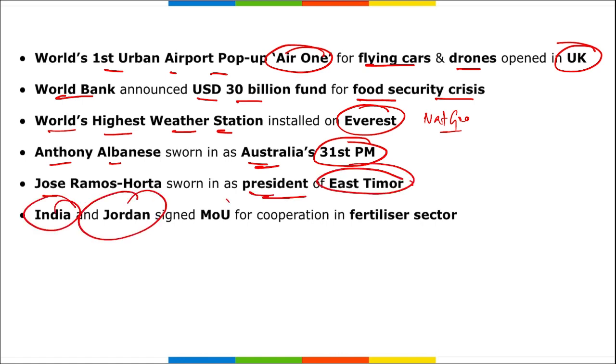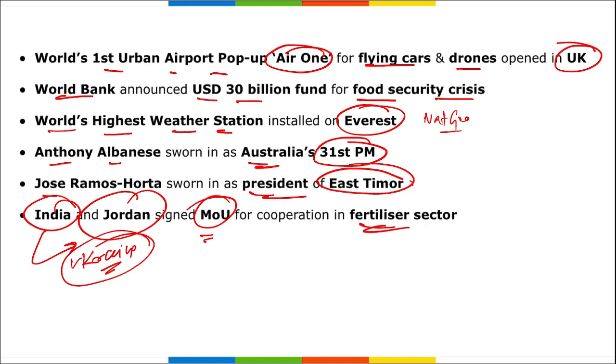India and Jordan signed a memorandum of understanding for the fertilizer sector, and the reason for this was the Ukraine war. As the Ukraine war is proceeding, and we used to import huge amounts of fertilizers from Ukraine, so in order to come up with a solution for that, India moved to Jordan and they both signed an MOU for the fertilizer sector.